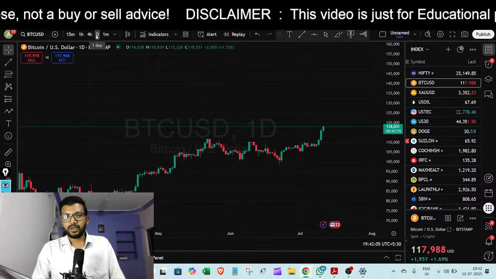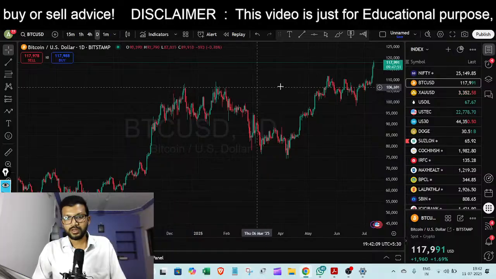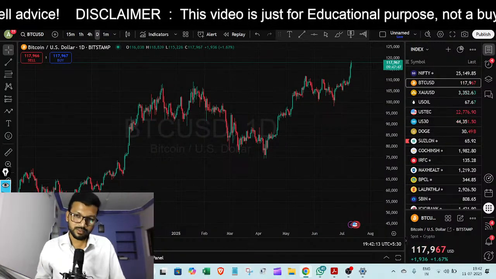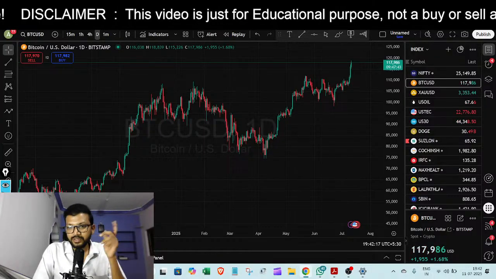The proper breakout has been done on the one day chart. All the resistance has been broken and it is making an all-time high. This time it should reach 130 to 140.